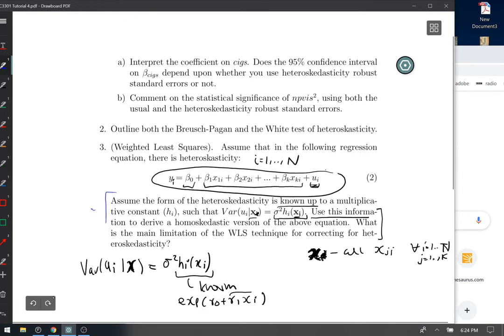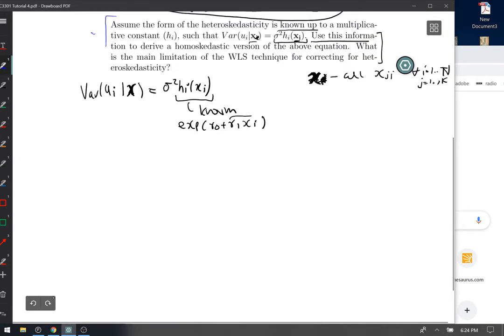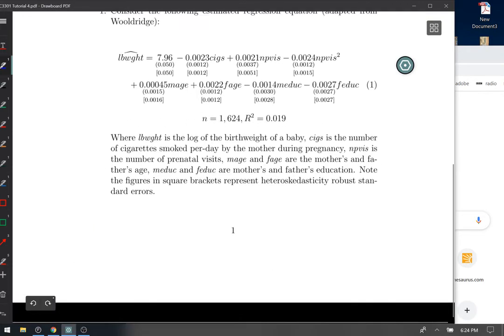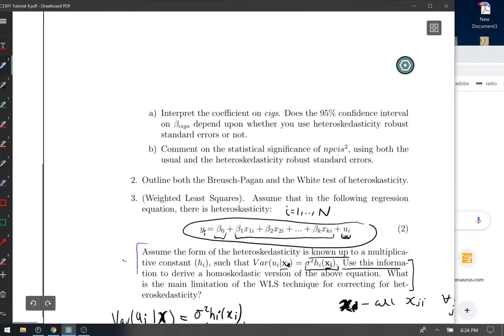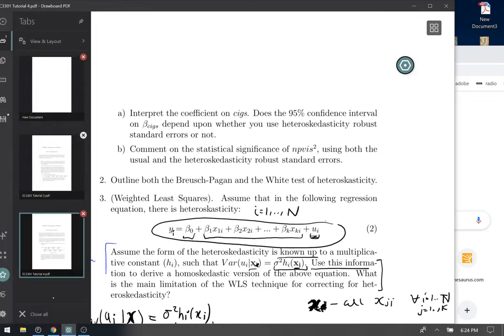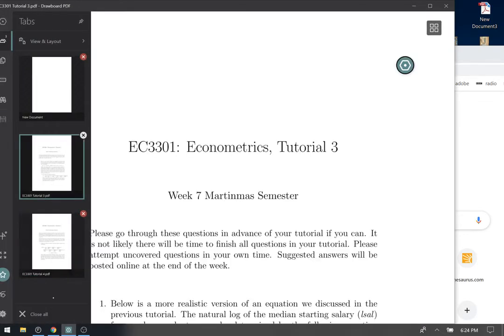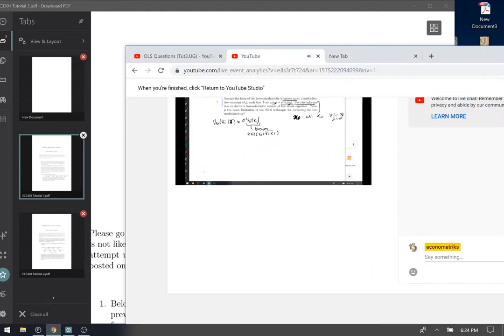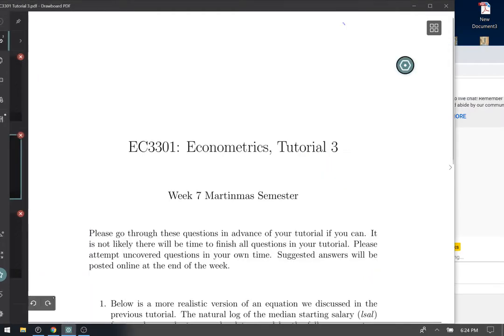Wait. Yeah, 3. Yeah, we've done this. This was from tutorial 3. So sorry, tutorial 3. We did quite a lot of these. We've got through quite a lot of this.